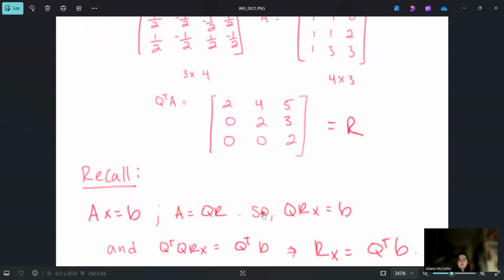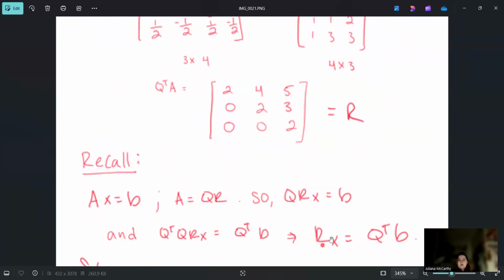We have found Q, we have found R. We know that A equals QR. So replacing A with QR, we get QRx equals b. And Q transpose times QRx equals Q transpose b, just moving the Q over, because we remember that Q transpose times Q equals the identity matrix. The identity matrix times R just equals R. So we have Rx equals Q transpose b because we're trying to find that x hat.